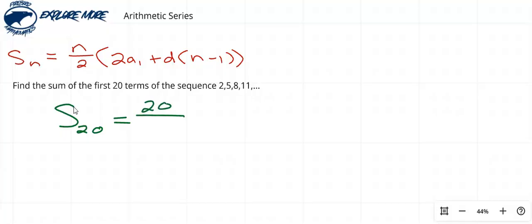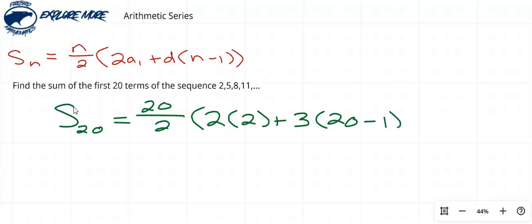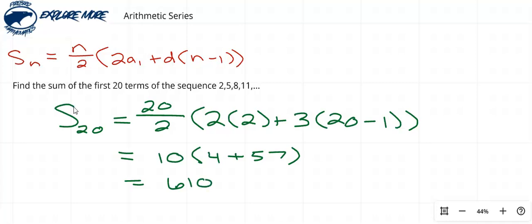So n is 20, divided by 2, and then 2 times our first term, a1, which is 2, plus our common difference. The sequence is 2, 5, 8, 11, so they're going up by 3. So our common difference is 3. We're trying to find 20 terms, so 20 minus 1. Then we can either throw that into Desmos, or clean this up a little bit. 20 divided by 2 is 10, 2 times 2 is 4. This would be 3 times 19, which is 57. So 4 plus 57 is 61, times 10 is 610.